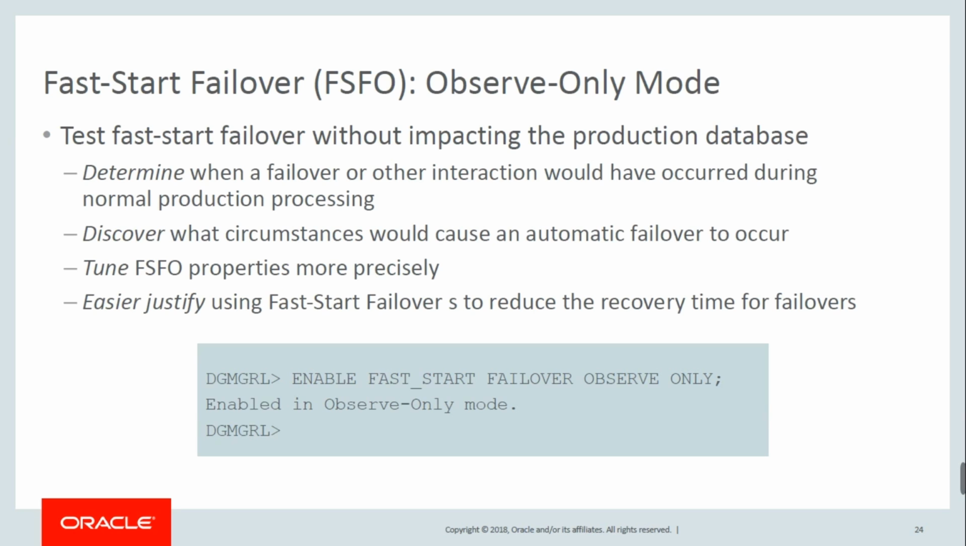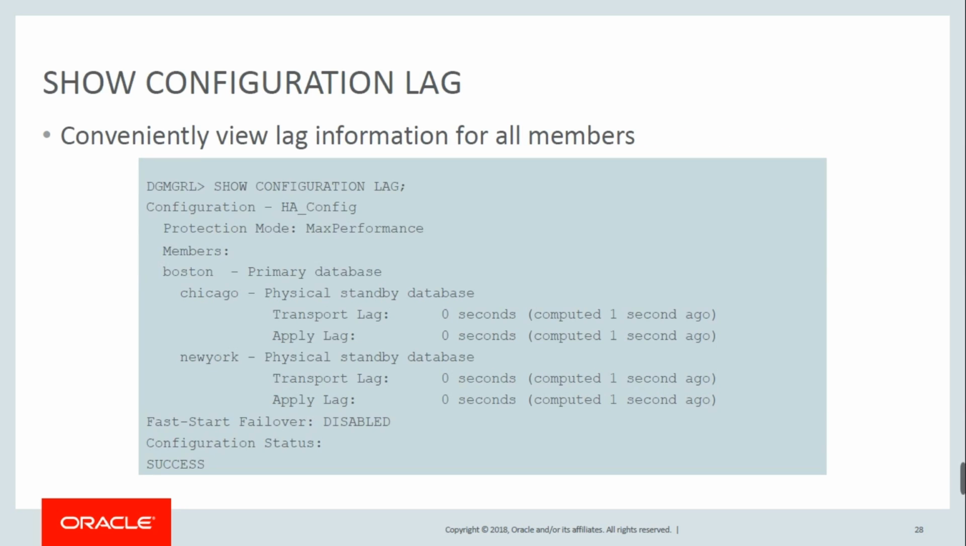So while logging into the Data Guard broker DGMGRL, enable fast_start failover observe only. So it will be enabled in observe-only mode. This is also a nice feature in Oracle 19c database. Configuration lag: conveniently view lag information for all members. It is also very nice. So for configuration lag, you can run it in DGMGRL. You can see the lag information for all the members added, like for the primary site and the secondary standby site databases. All the members will be shown with their lag information.